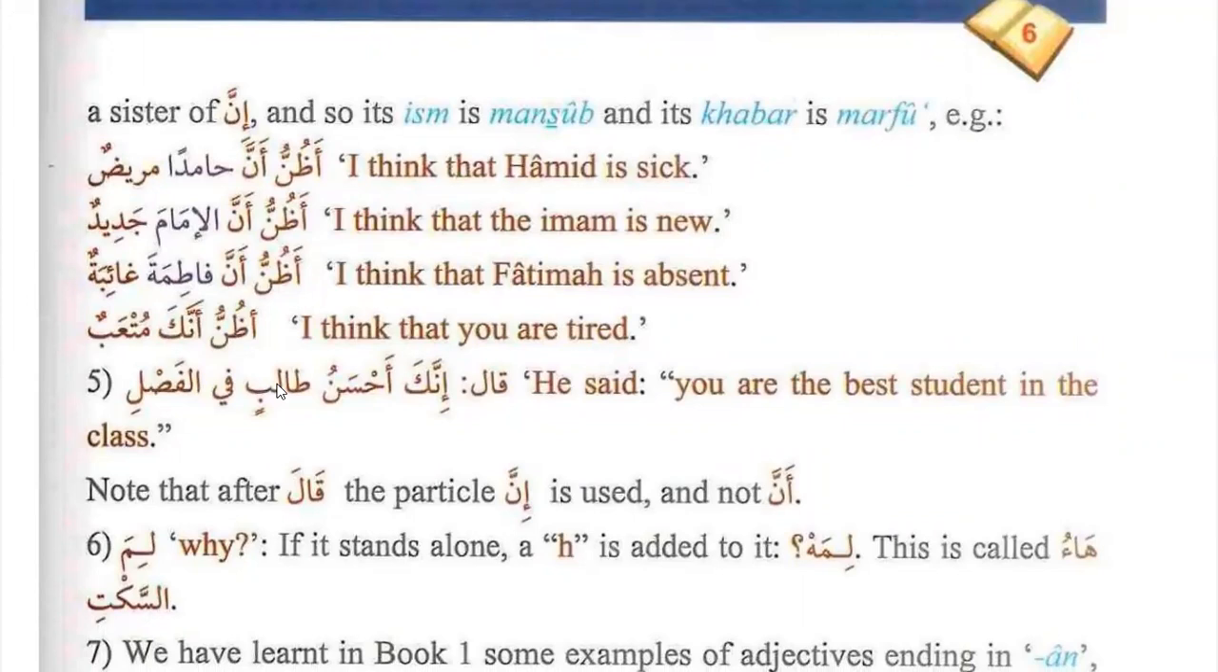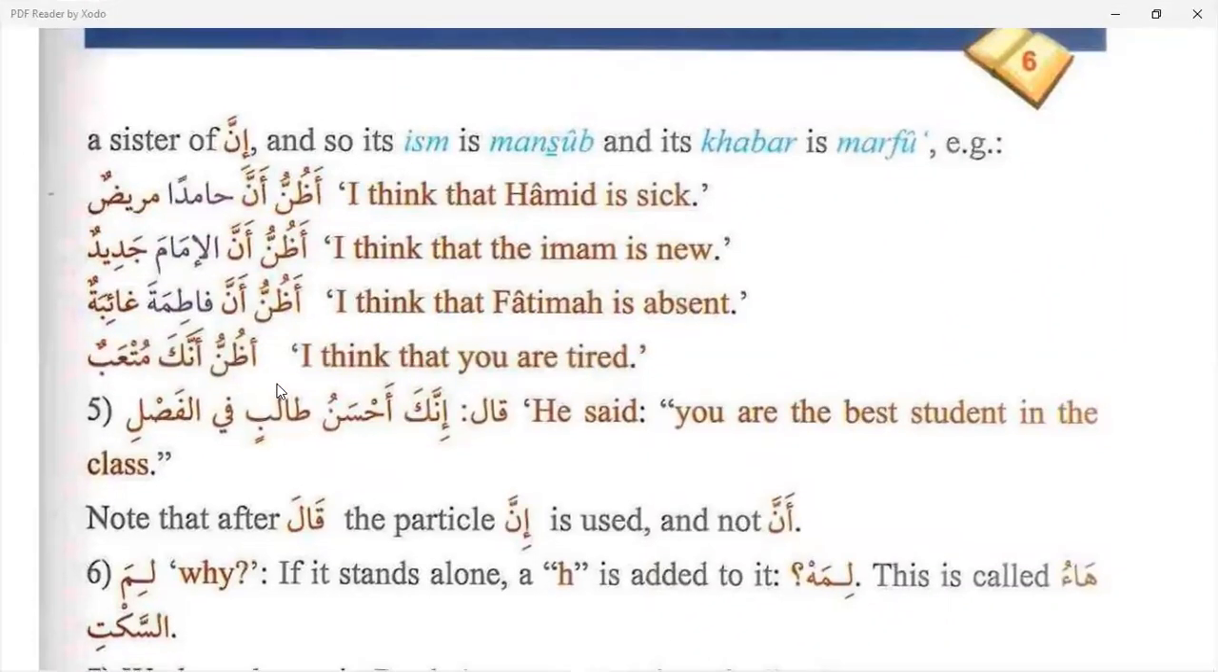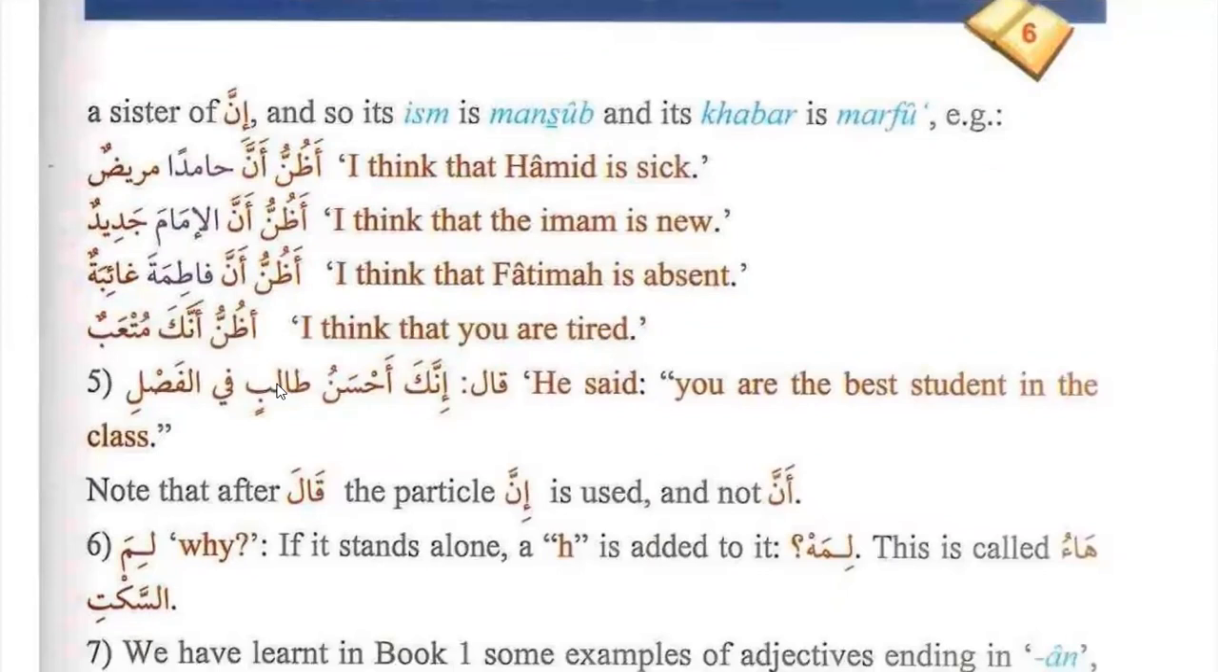Adhunnu anna Hamidan maridun. I think that Hamid is sick. Adhunnu anna al-imama shadidu. I think that the imam is strict. Adhunnu anna Fatimata ghaibatun. I think that Fatima is absent. Adhunnu annaka mut'abun. I think that you are tired. So remember that anna makes the noun mansub.